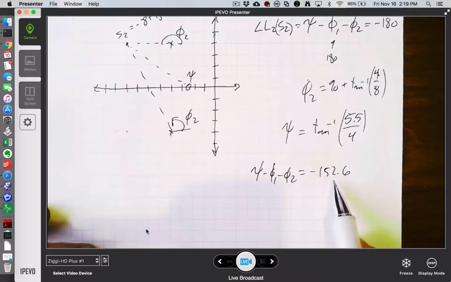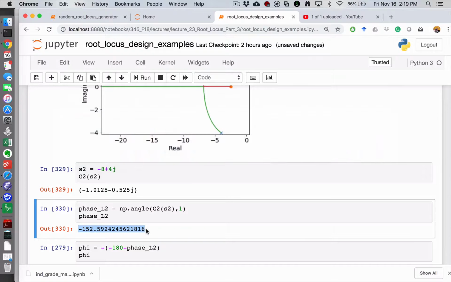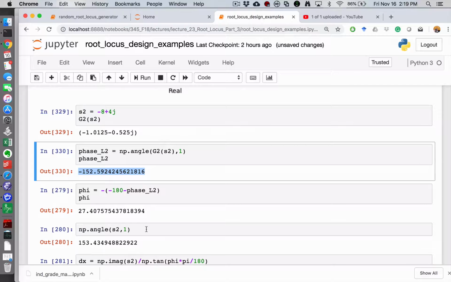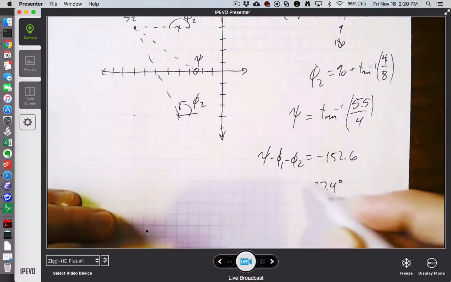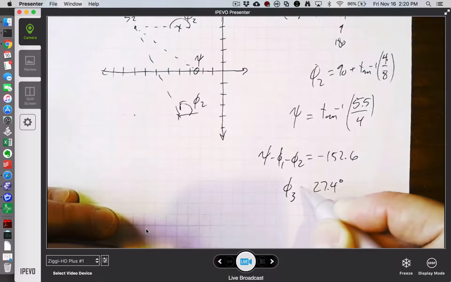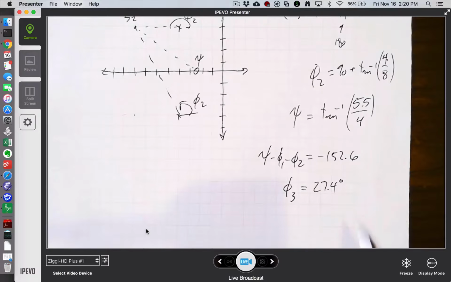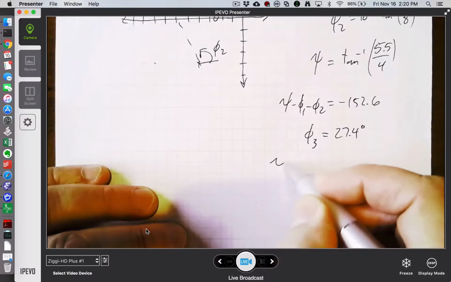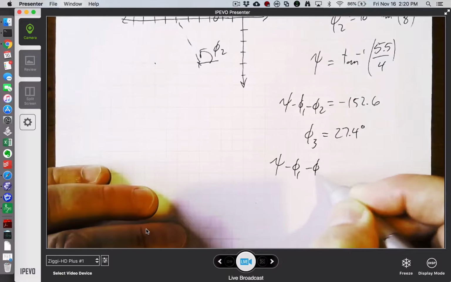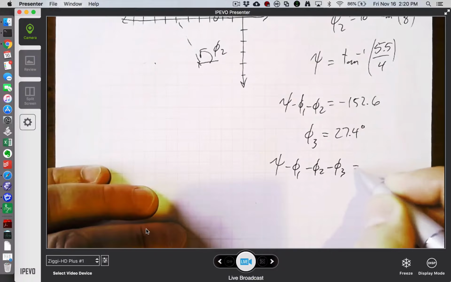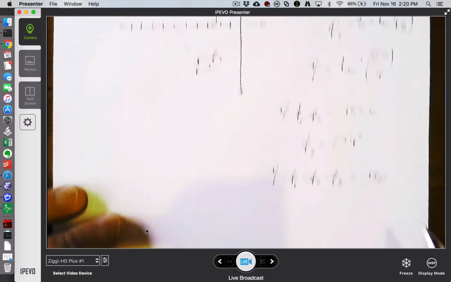So hopefully it's obvious that I actually need to subtract an additional 28 something. I've done the math over here. Sorry. So I need an additional 27.4 in the negative phase, and so that's actually caused by a pole. So I need what I would call a phi3 to be that. So if I took psi minus phi1 minus phi2 minus phi3, that would now equal a negative 180 degrees.